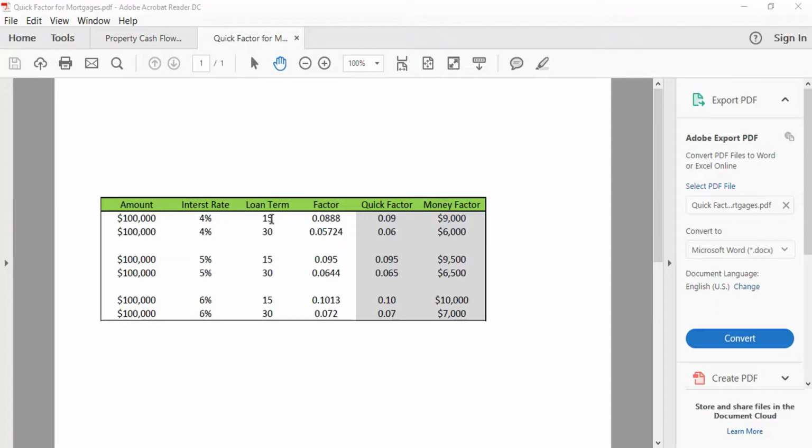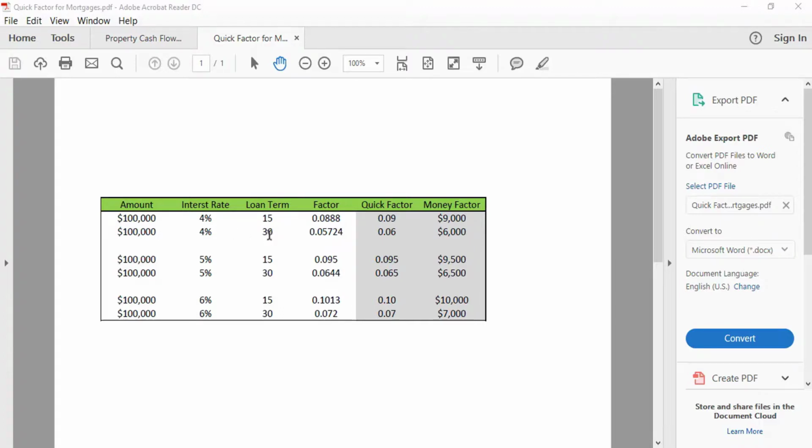So we've got the basic 15 and 30-year loans. So a $100,000 loan, 4% interest rate over 15 years, that's going to give you a factor of 0.0888. So when you multiply this factor times the 100,000, that's going to be what your annual payment is. So the quick factor is just to round this up to 0.09. So in this case, you're looking at about $9,000 a year is what you're going to be paying in principal and interest for a 15-year loan at 4% interest.